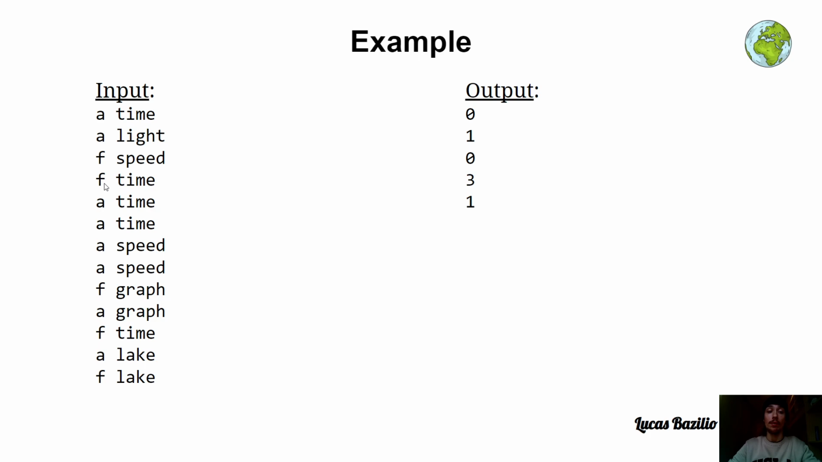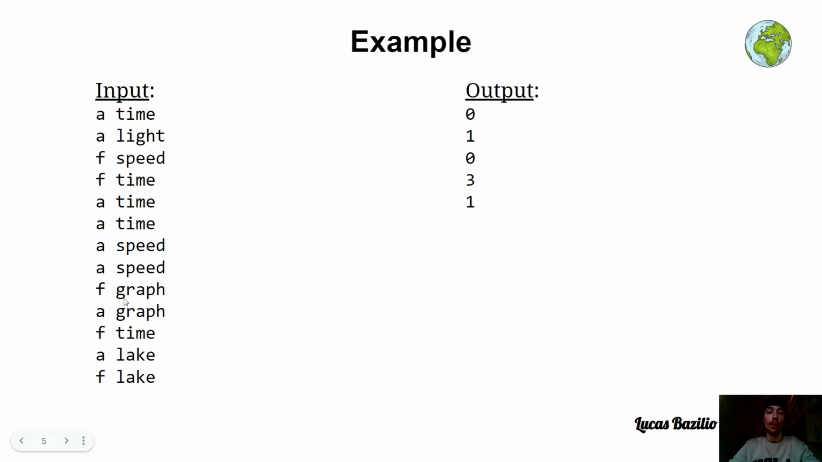Then we have the word time with the code F. So we need to display the frequency of time. As we can see, we have added time only one time, so here we just see that the output is 1. The frequency of the word time is 1. Then we add time, so we increase the frequency of time again. We now add the word speed, we increase the frequency of the word speed. Again, we do the same thing. And then here, what do we do? Well, we have the code F, so we need to display the frequency.